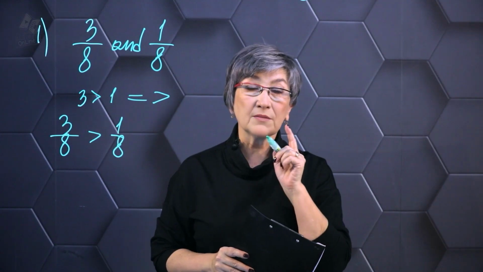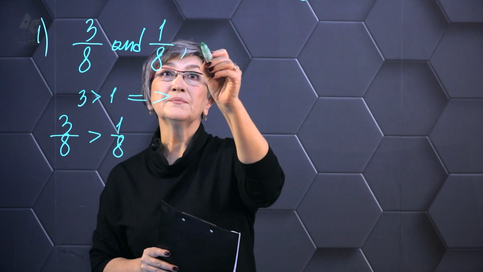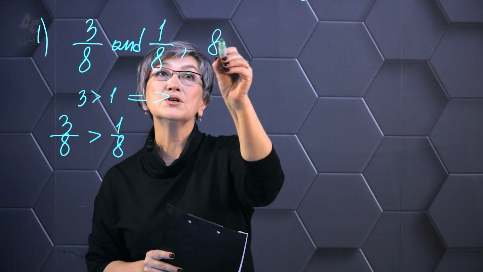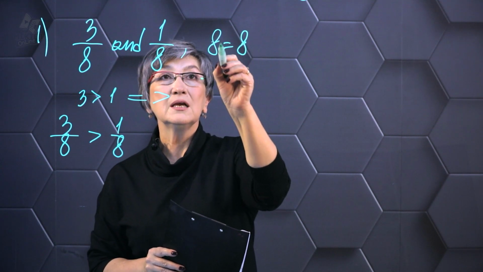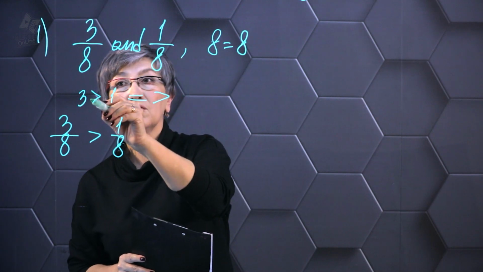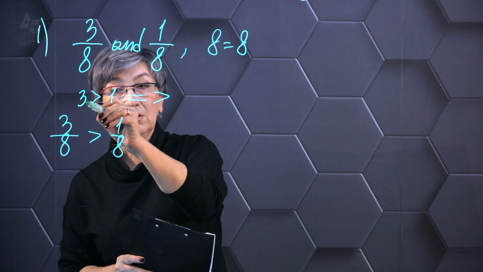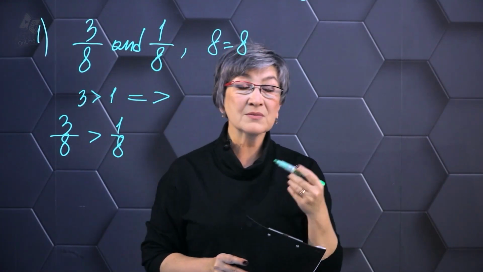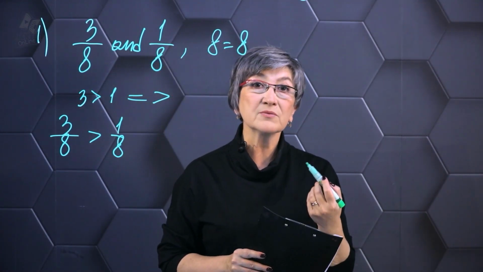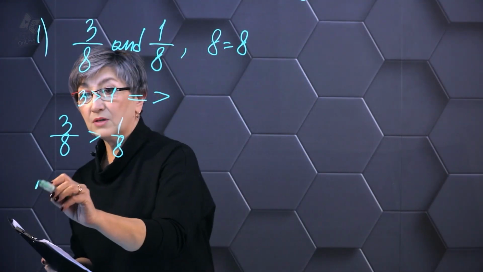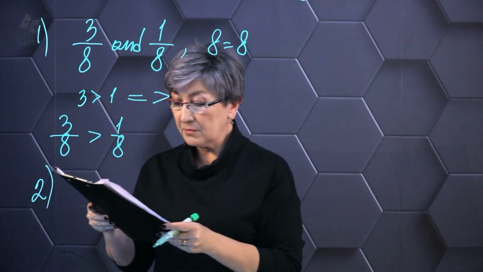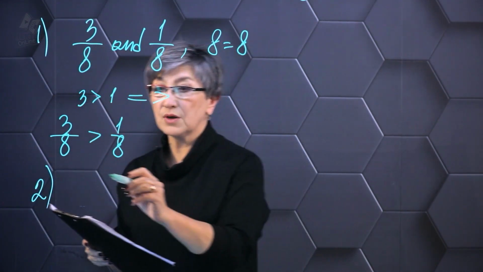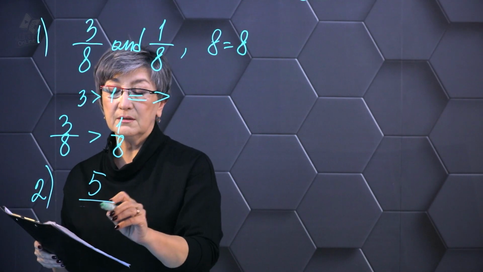But that only works if my denominators are the same. So I have 8 equals 8. And only after that do I make a conclusion. So I compare, I take the next step, I compare the numerators. If my denominators are not equal, then I will use a different rule. The next example in which you and I will compare the following fractions, 5/6 and 5/7.